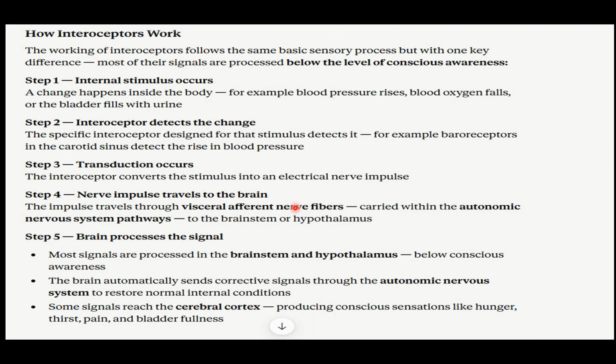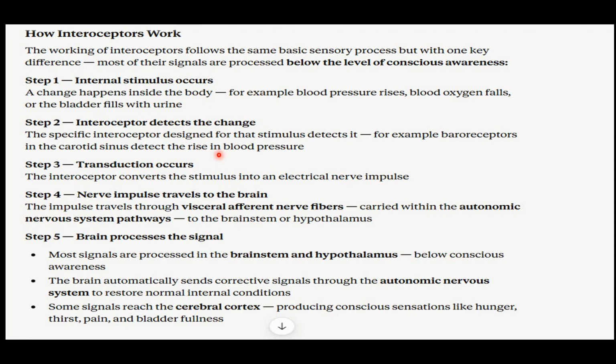Now the next thing is how it basically works, because we know what an interoceptor is, where it is located and what it detects, but the question is how it works. I have explained the working in 5 steps only. First step, where internal stimuli occur. Whatever change happens in the body, like blood pressure rises, blood oxygen falls, or the bladder fills with urine, all these are considered internal stimuli occurring.